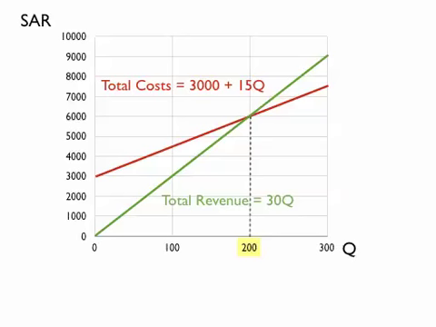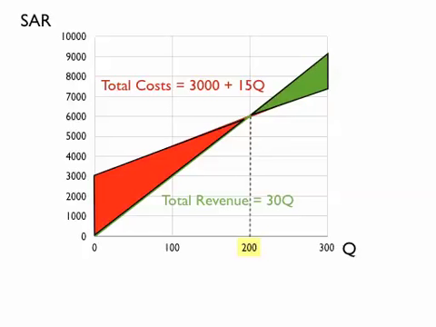Now, up until 200, this area here is represented by loss, where my costs are above my revenue, but beyond 200 pizzas, my revenues are actually greater than my costs, so that would be profit. The green area would be profit. So once again, break-even point is where there's no loss and no profit.